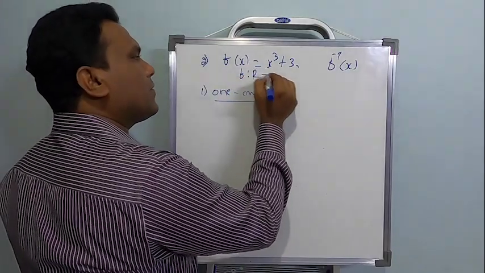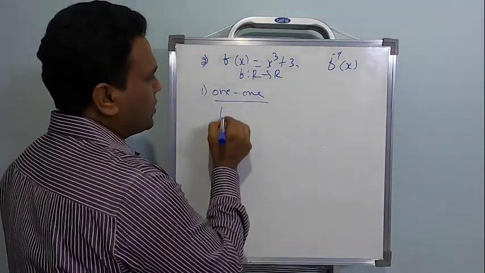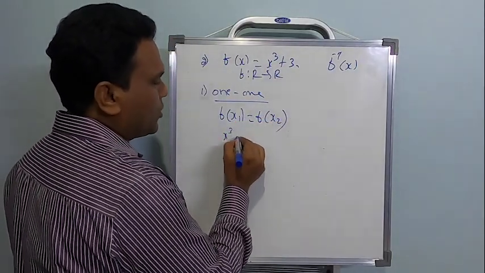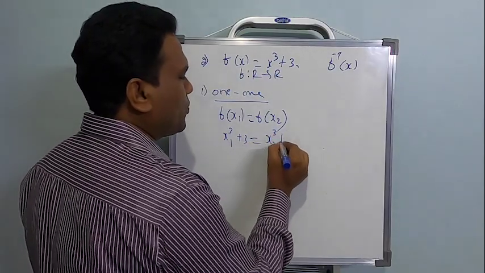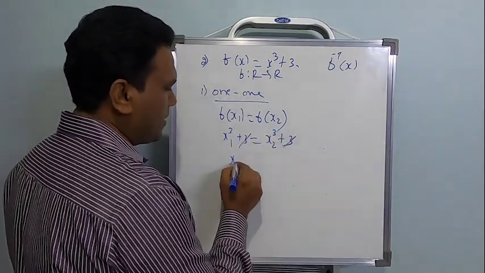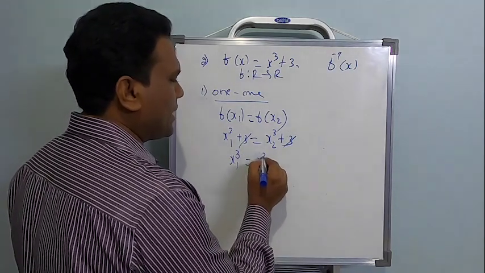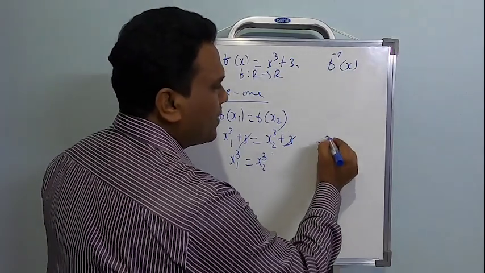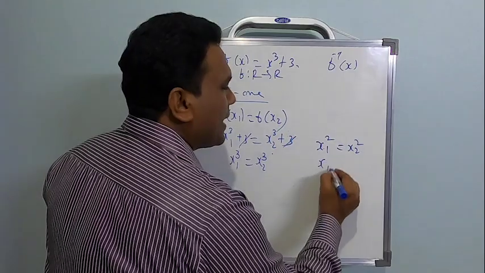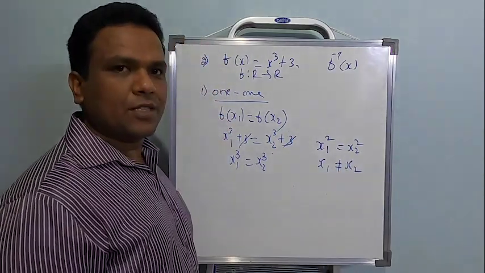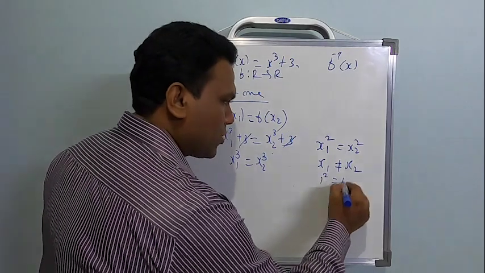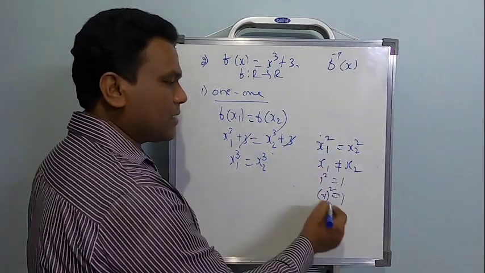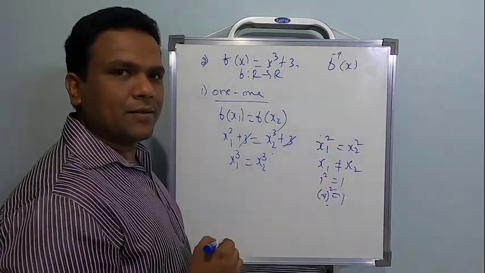They said the function is defined from real numbers to real numbers. So one-one will be true if f of x1 equals f of x2: x1 cube plus 3 equals x2 cube plus 3. 3 will be eliminated. x1 cube is equal to x2 cube. With squares of two numbers, suppose I have x1 square equal to x2 square, I cannot say x1 equals x2, because 1 square is also 1, and minus 1 square is also 1 only. I cannot say 1 equals minus 1.